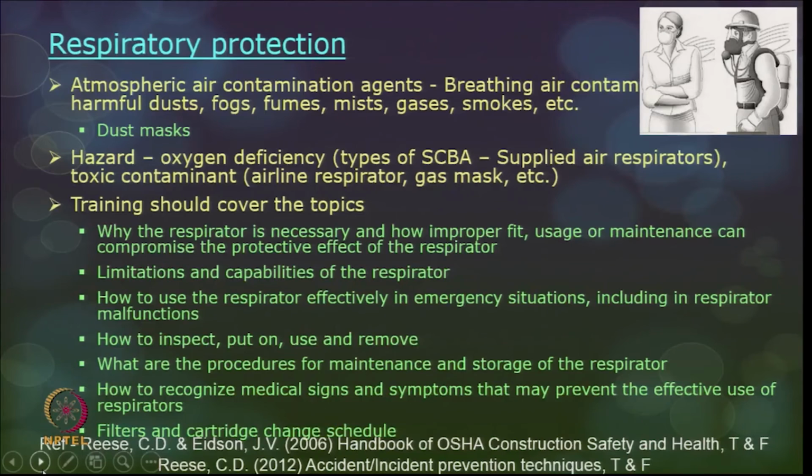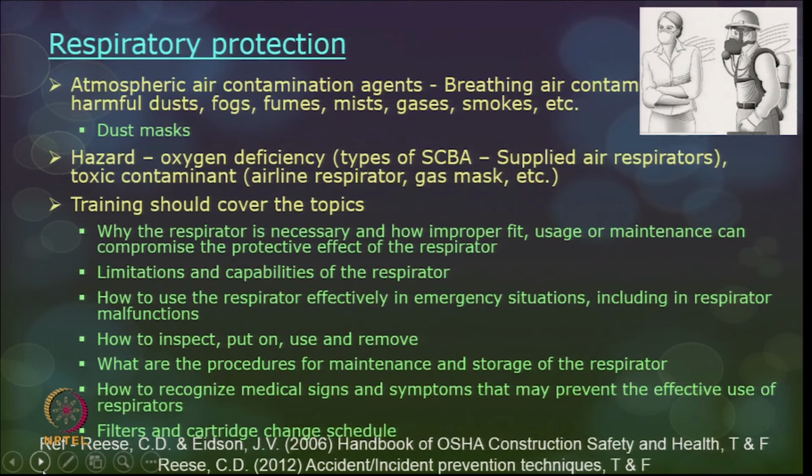So, atmospheric air contaminant agents can enter through breathing; you may be breathing harmful dust, fogs, fumes, mist, gases, smoke, etc. When you have a normal contaminant, you can go for a dust mask, which is an ordinary mask which we use these days. When there is a hazard level with oxygen deficiency and so on, then you may have to go for a specialized SCBA protector, which is nothing but a supplied air respirator. And when you have a toxic contaminant, then you may have to go for an airline respirator or a gas mask and so on.